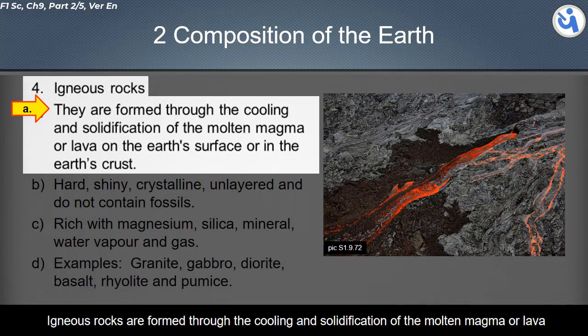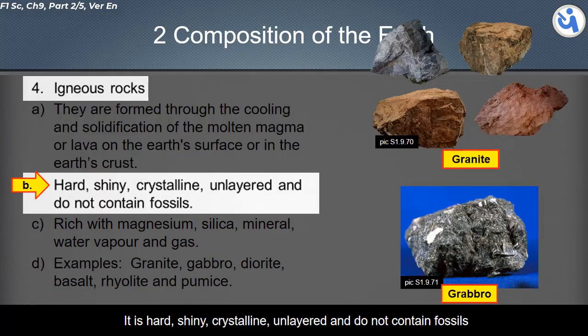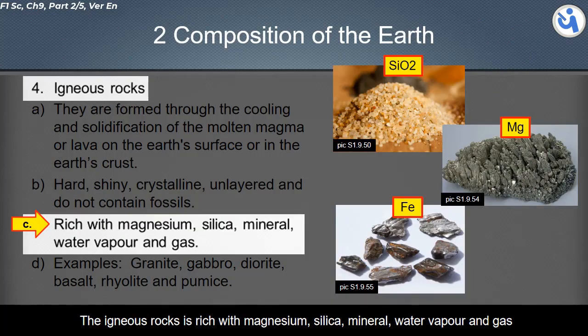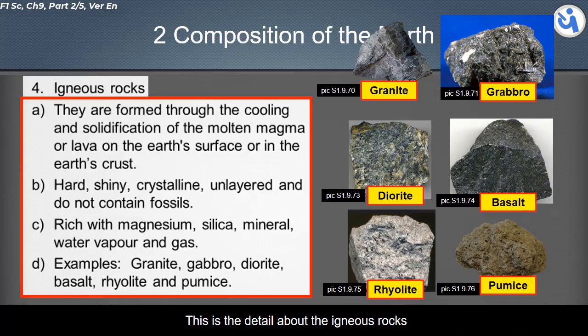Igneous rocks are formed through the cooling and solidification of molten magma, or lava. It happens on the Earth's surface, or in the Earth's crust. It is hard, shiny, crystalline, unlayered, and does not contain fossils. Igneous rocks are rich in magnesium, silica, mineral water vapor, and gas. Examples of igneous rocks are granite, gabbro, diorite, basalt, rhyolite, and pumice. This is the detail about the igneous rocks.